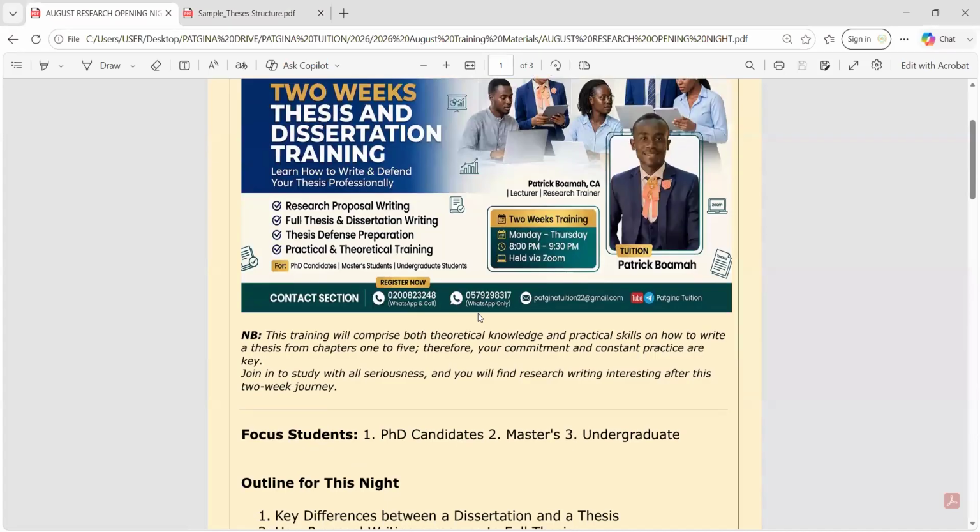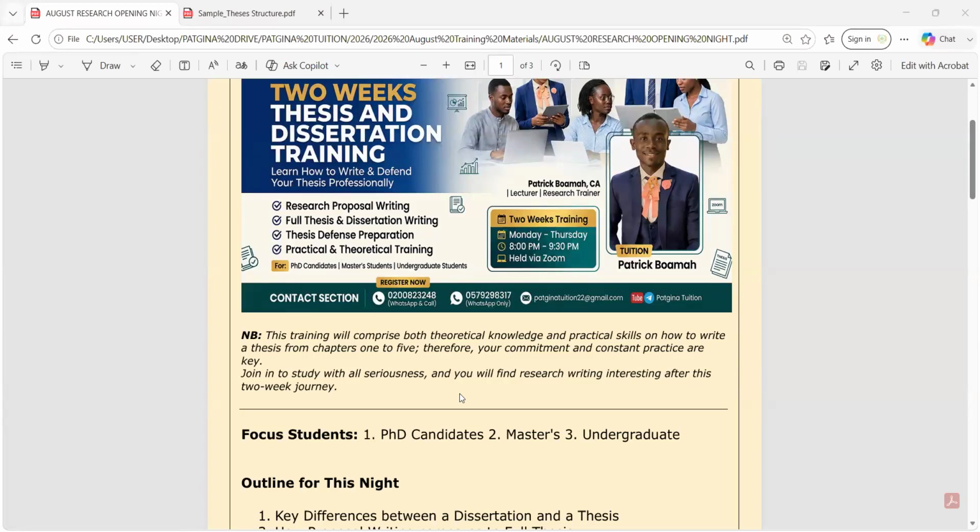So this training is for this month, August. Anytime I meet you, I let you know this. This training will comprise both theoretical knowledge and practical skills on how to write thesis. So please take note of that. And what we are going to do is going to be practical. Aside the theory, I'll also be taking you through the way we write thesis here. So as we get the theoretical foundation, then I'll give you the practical aspect of it.